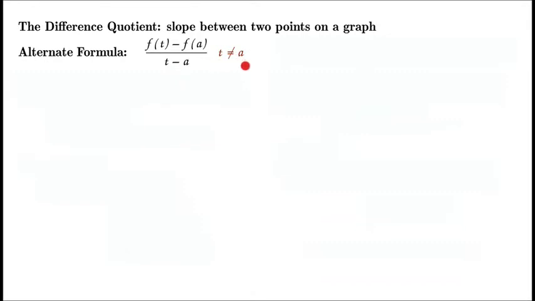So the points on the graph of f that we're considering are t, f of t and a, f of a. Our difference in y values is f of t minus f of a, and our difference in x values is t minus a.